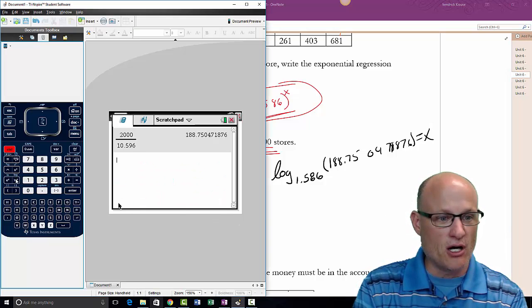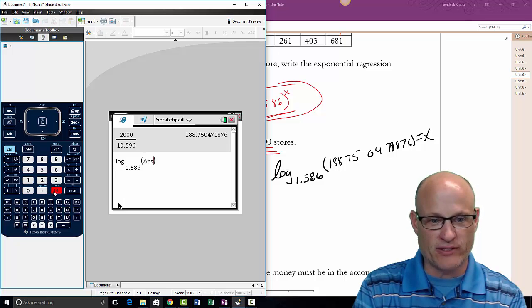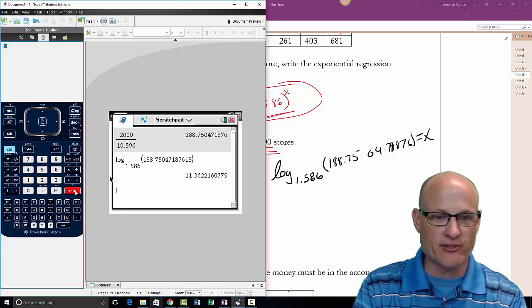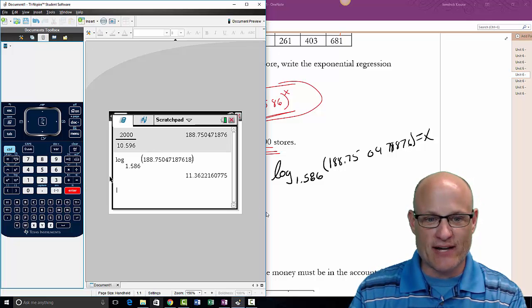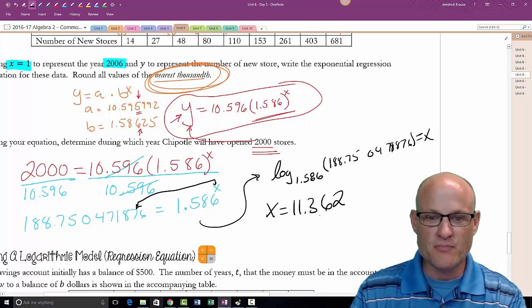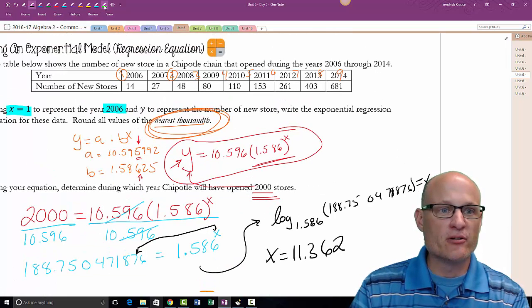Now I'm going to put that in my calculator clearly. So control log 1.586 of, and then I'm going to just do answer because I don't want to have to retype that thing in, because I know I'll misplace something or mistype something in there. And I press enter. So x equals 11.362.